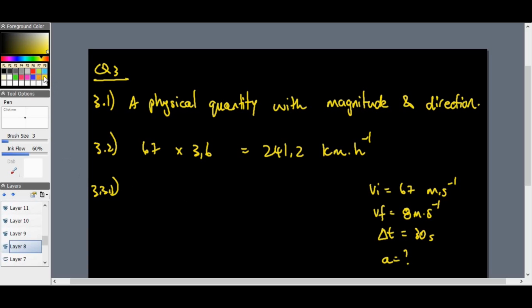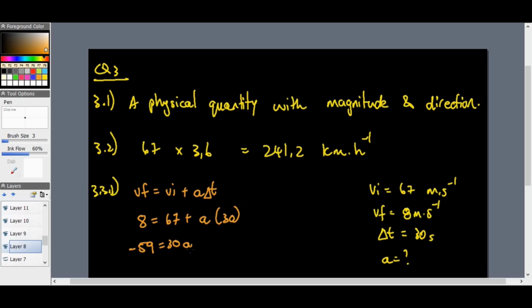So we're going to use a formula. I'm going to use a different color for this one. VF is equal to VI plus A times delta T. So we've got 8 is equal to 67 plus A times 30, which is going to end up being 30A. Now we are going to get a negative answer here because we've got 8 minus 67. That should be 59. Yes, 59. So minus 59 is equal to 30A.